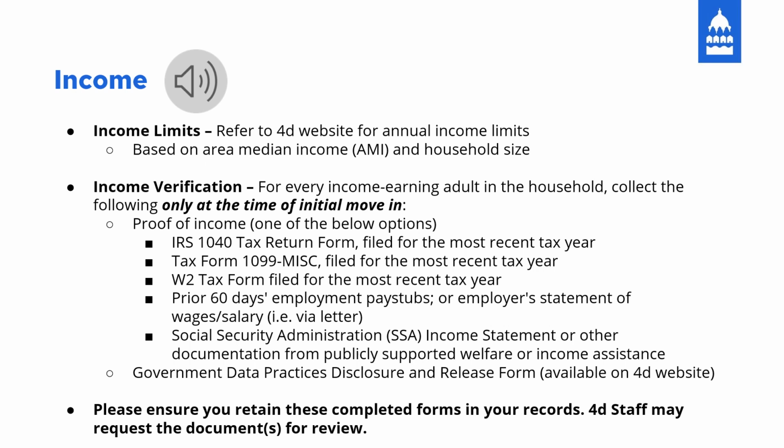However, once someone moves out of a 4D unit and another tenant moves in, the new tenant's income must be reviewed. Income must be verified for all income earning adults in the household. After the initial income verification and approval, you do not need to review their income again. A list of acceptable income documentation is listed on this slide and in the program guidelines. As mentioned, please ensure you retain these completed forms in your records, as 4D staff may request the documents for review as needed.